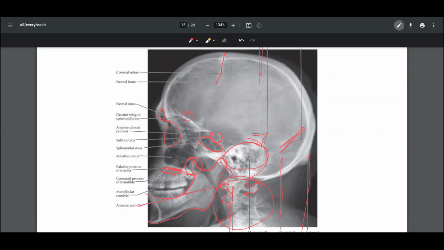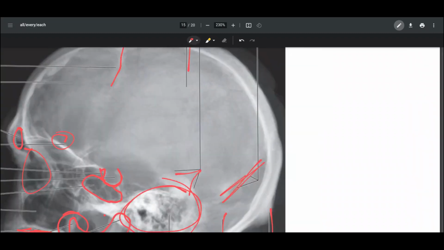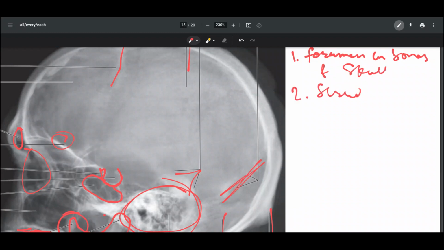Now comes the next thing. What type of questions should you expect in the exam? Questions which can come here: number one, foramen in bones and skull. Number two is structures passing through. Which structure passes through which foramen?